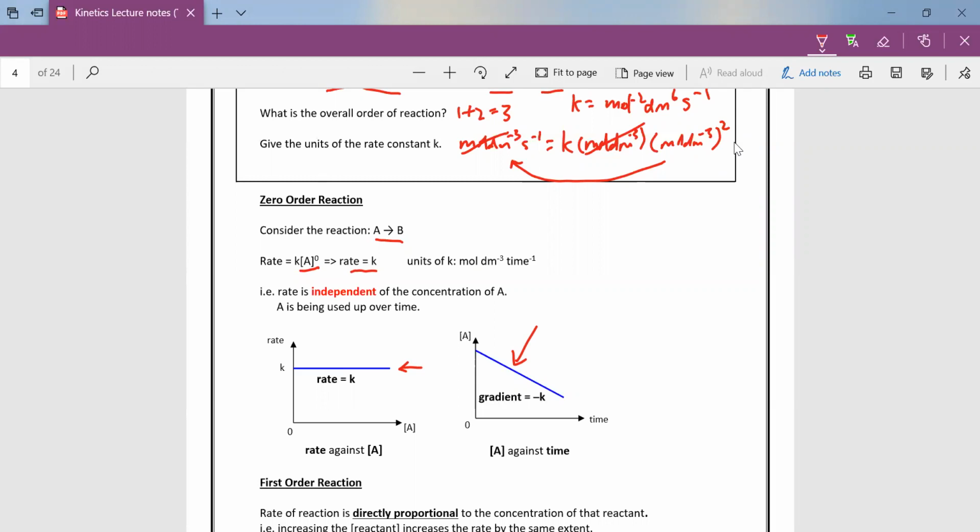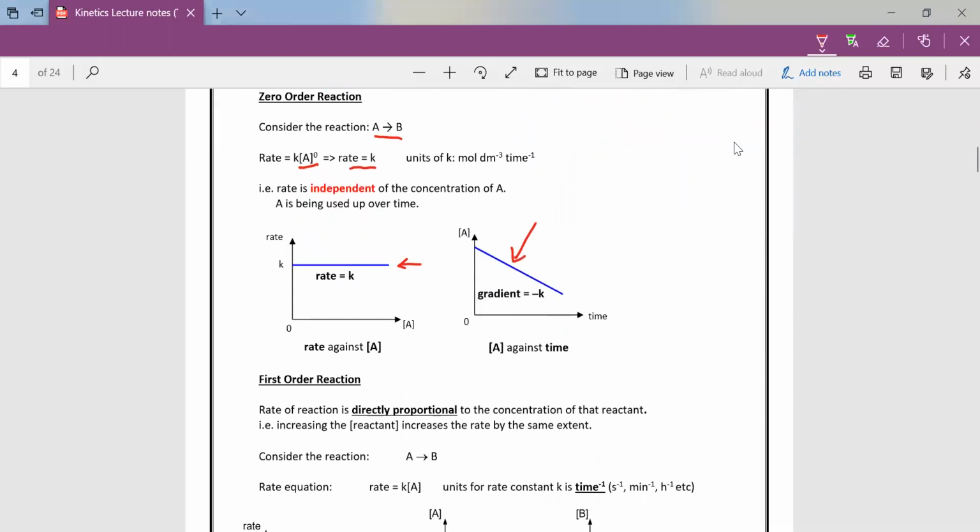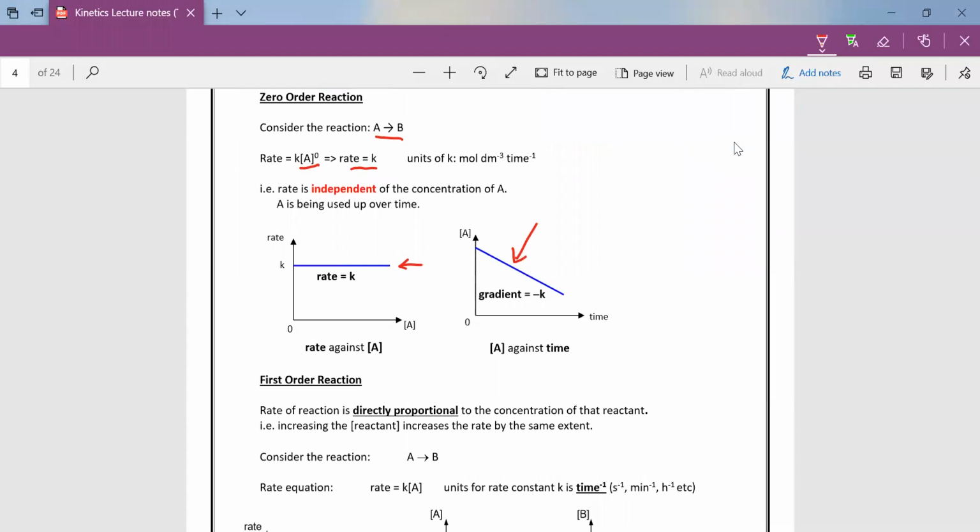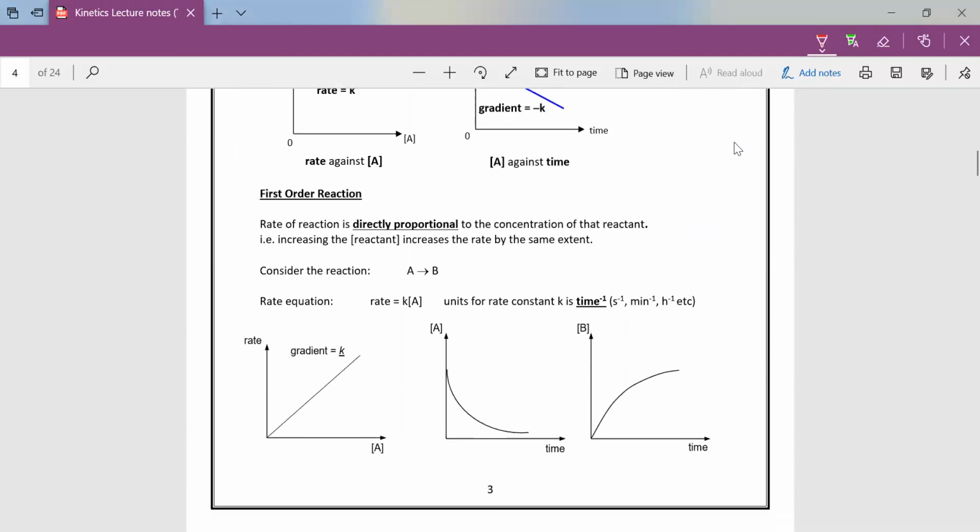A. So this means that no matter how much we increase the concentration of A, the rate of reaction stays the same. It ignores the concentration of A. So that's your zero order. This is not that important, but we just got to know about it.